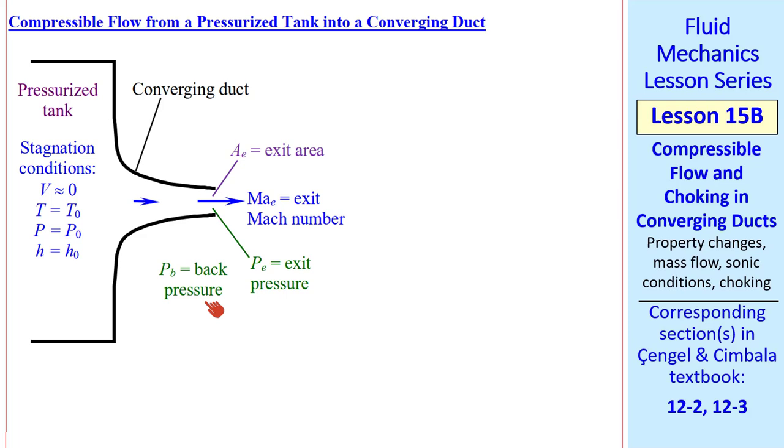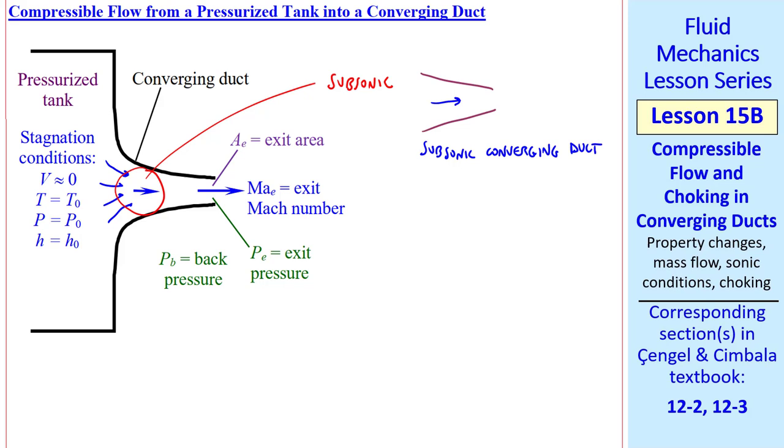It starts at zero speed and accelerates into the converging duct. The flow here has to be subsonic, and as discussed in a previous lesson, for a subsonic converging duct, speed goes up, Mach number goes up, pressure goes down, and temperature goes down. So while the flow is subsonic, the Mach number is approaching 1.